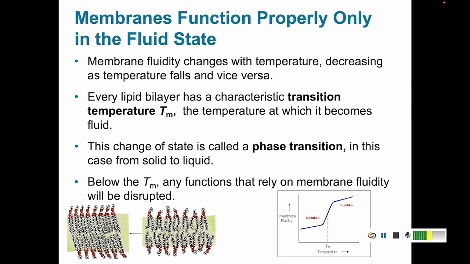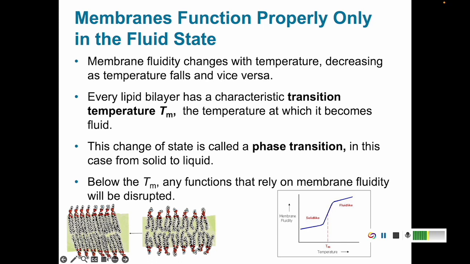And all lipid bilayers have a characteristic transition temperature, which is called Tm. Tm is the temperature where it becomes fluid. So here, as the temperature is getting warmer, this is the Tm for this cell membrane. When it's colder than that, it gets more and more solid. And when it's warmer than that, it gets more and more fluid-like. So this is the phase transition when it goes from being solid to liquid.